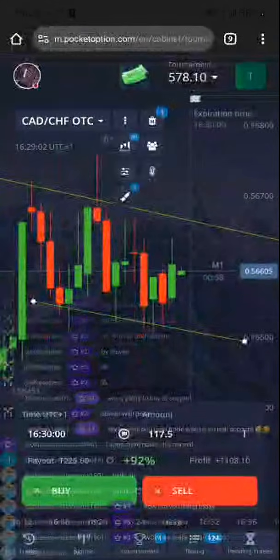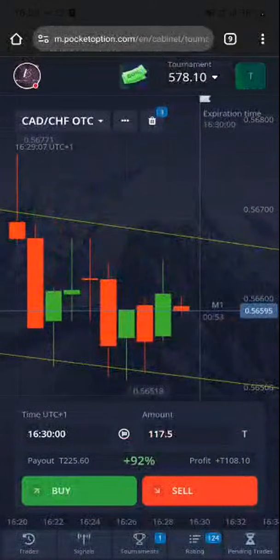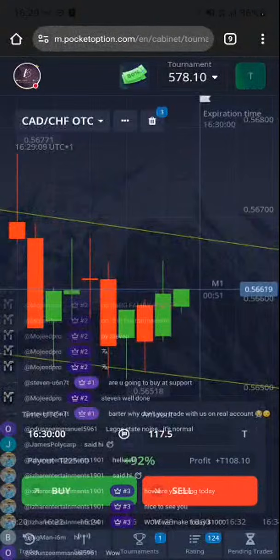Now I was planning to go with the sellers, but when we had that gap down, it's in favor of the buyers. I'm not taking that trade again.